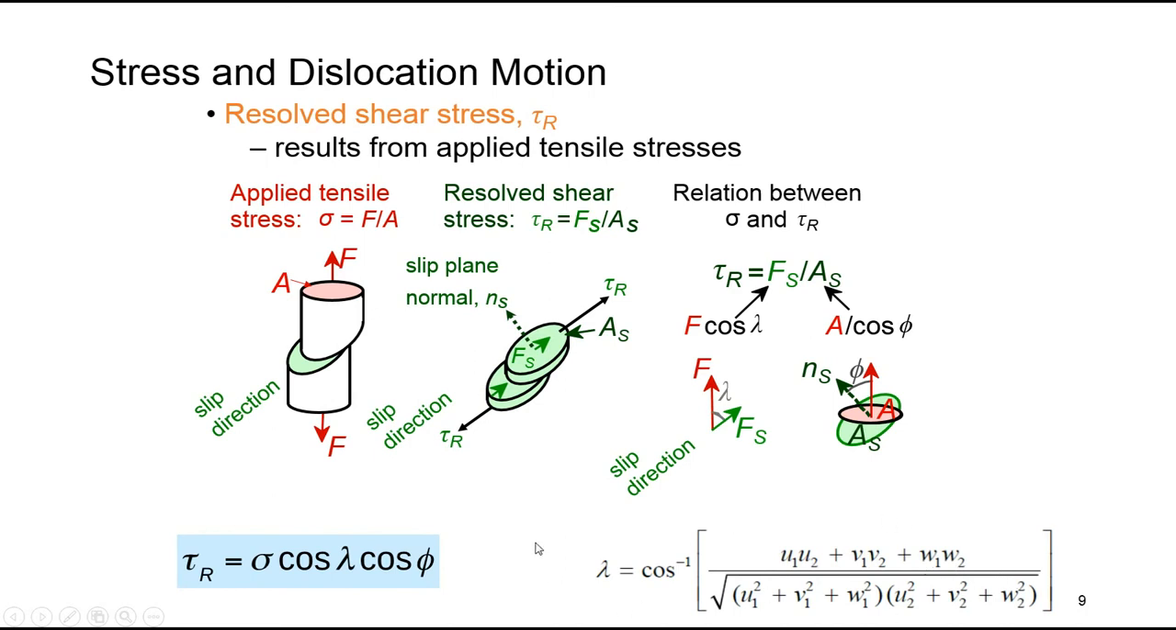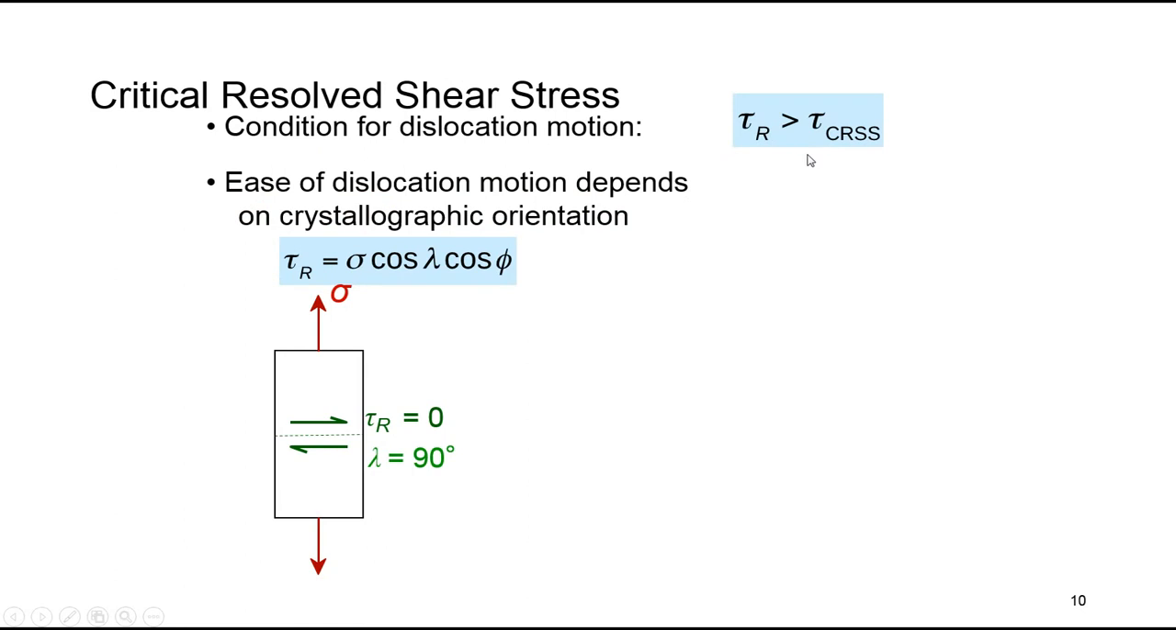The shear stress value at which slip happens is named the critical resolved shear stress. Of course, the condition for a dislocation to move is that the resolved shear stress must be bigger than or equal to the critical resolved shear stress. Based on this relation, the ease of dislocation motion depends on the crystallographic orientation.